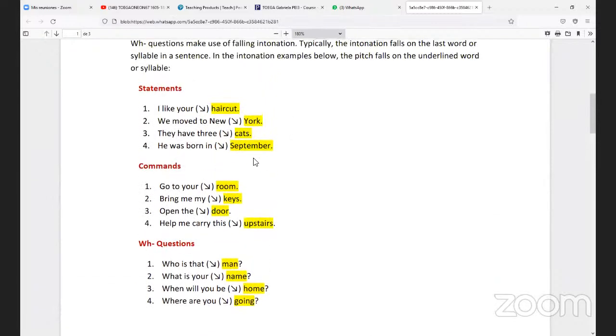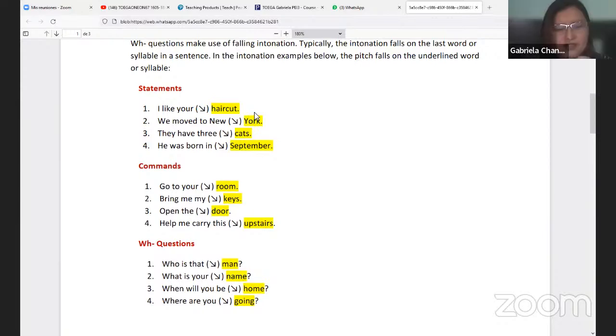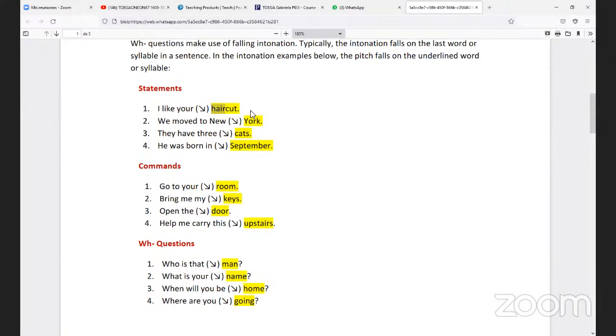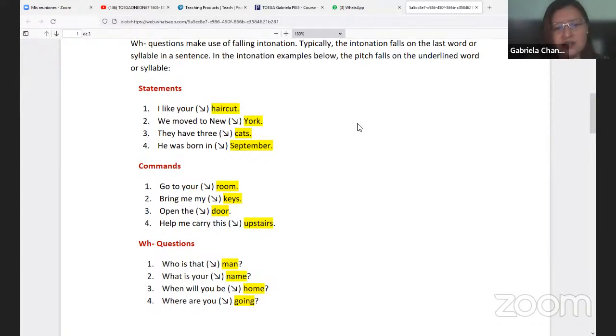Could you read these examples, please, Chris? Yes, I like your haircut. Haircut. Cabello, hair. Haircut. I like your haircut.